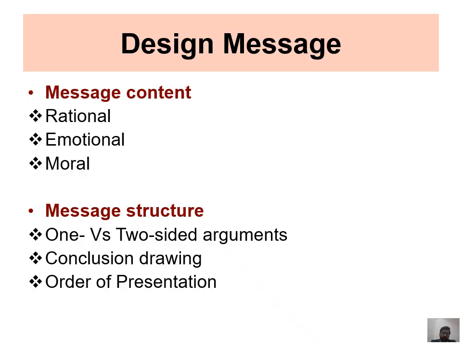Now, when we talk about the principles of integrated marketing communication, the third step, the third component of the principle, is designing the message. How the message is designed depends upon the content, what type of appeal is used in the message: rational appeal, emotional appeal, moral appeal. So this is about the message content and the structure of the message. The structure involves one-sided versus two-sided argument, conclusion drawing, or the order of presentation. So these are the ingredients of message design. While creating a message, we need to think over these two components: the content of the message as well as the structure of the message.